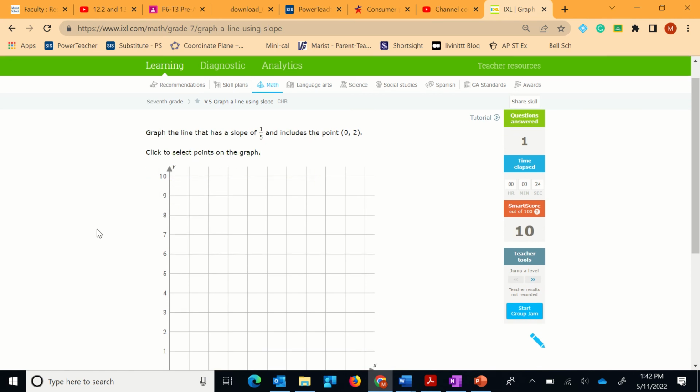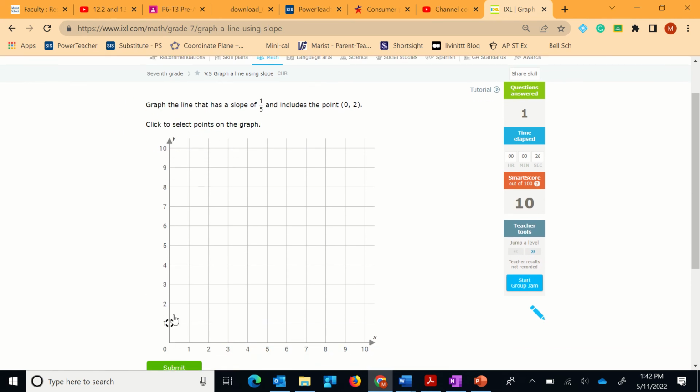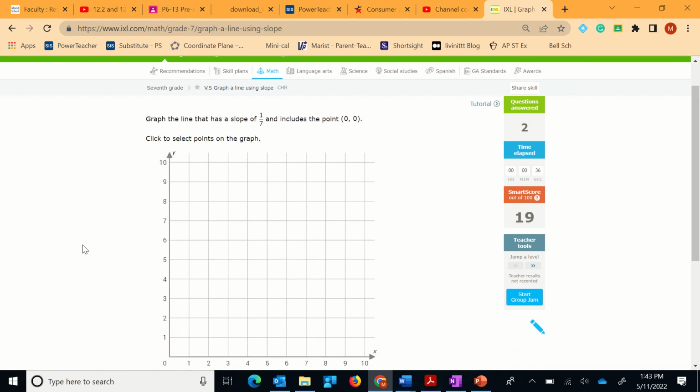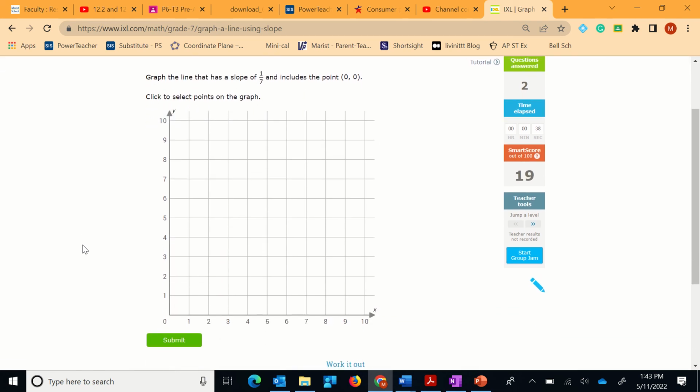Graph the line that has a slope of 1/5 and includes the point 0, 2. 2 right there. Rise 1, run 1, 2, 3, 4, 5. There you go. There's that line. Graph the line that has a slope of 1/7 and includes the point 0, 0. Well, there's 0, 0. We're going to rise 1 and run 1, 2, 3, 4, 5, 6, 7.